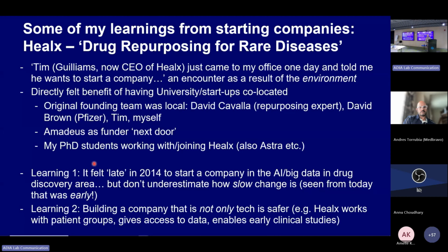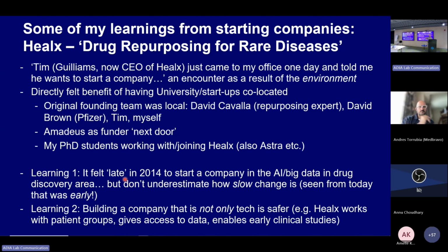Learning one is, don't underestimate how fast change really happens and how fast you think change happens. So I felt that it's quite late in 2014, so a very long time ago, to start a company in the AI drug discovery area. So I said to Tim, yeah, sure, good idea, but isn't it a bit late? That was really one of my comments. It feels ridiculous right now. If you're in academia or work in a fast-moving environment, don't underestimate how slowly the world changes.